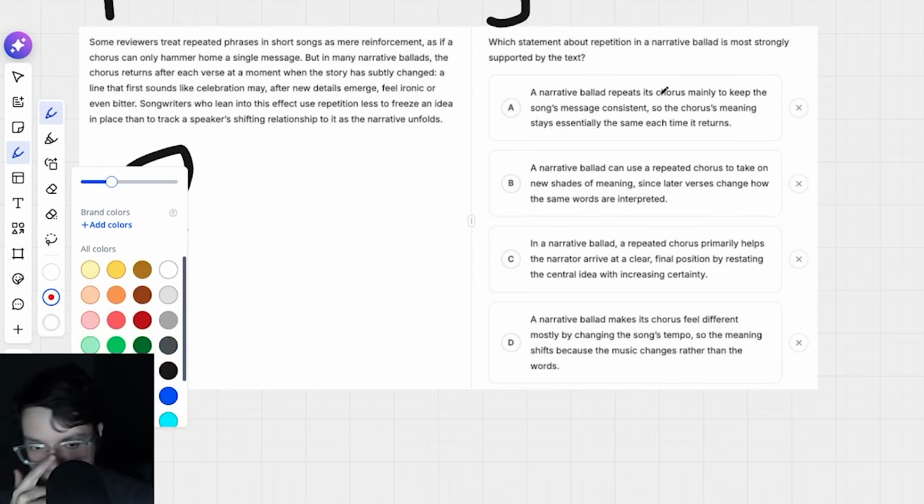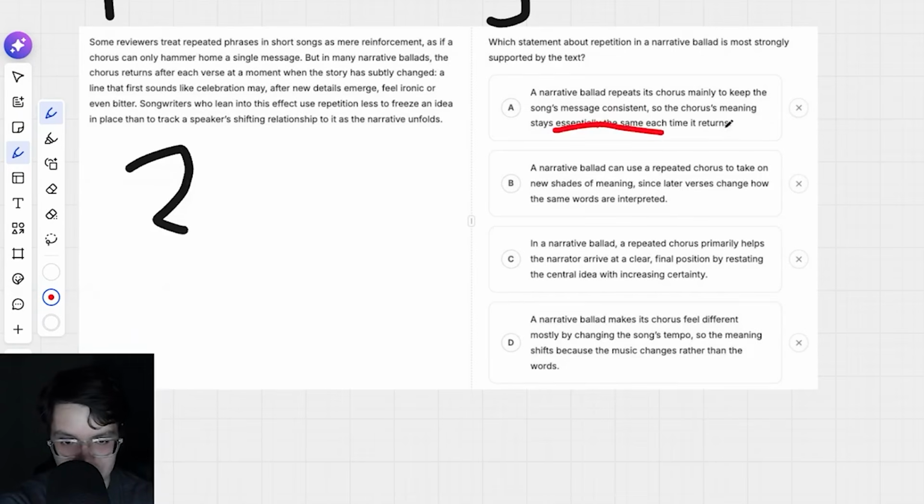A: A narrative ballad repeats its chorus mainly to keep the song's message consistent so the chorus's meaning stays essentially the same each time it returns. Not supported at all, it says literally the exact opposite. It is going to be different every single time it returns. So A would be wrong.